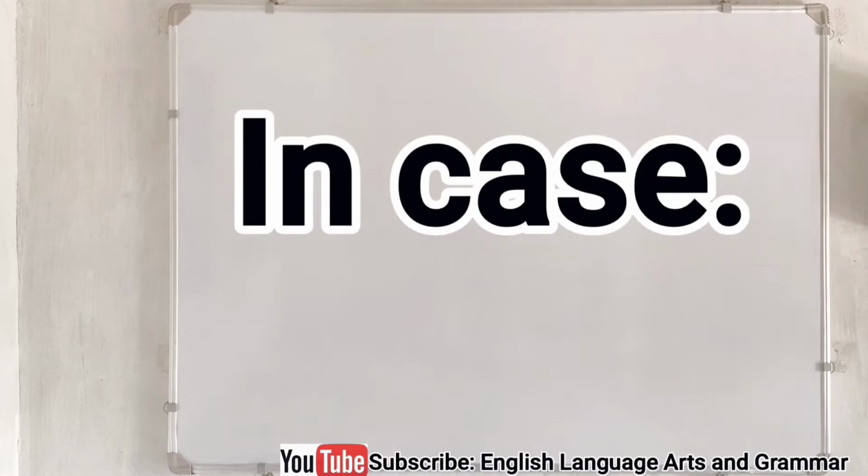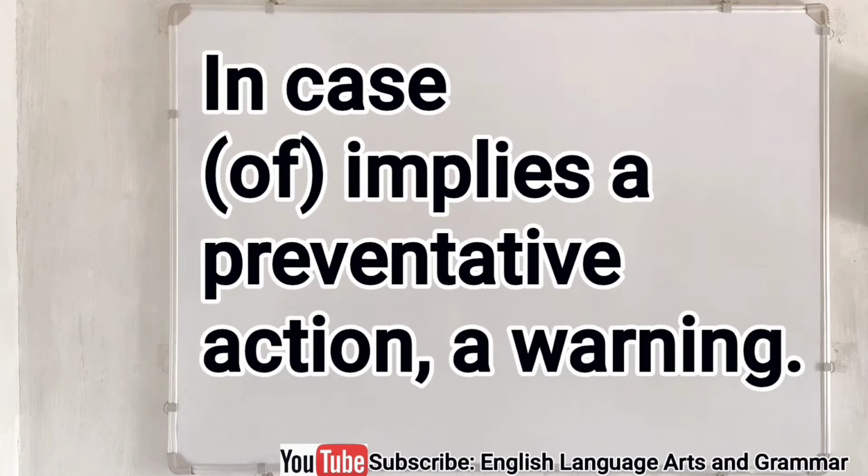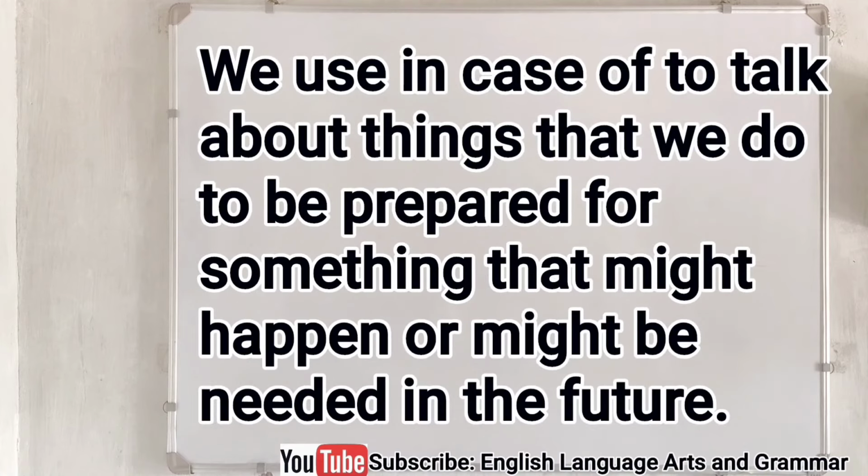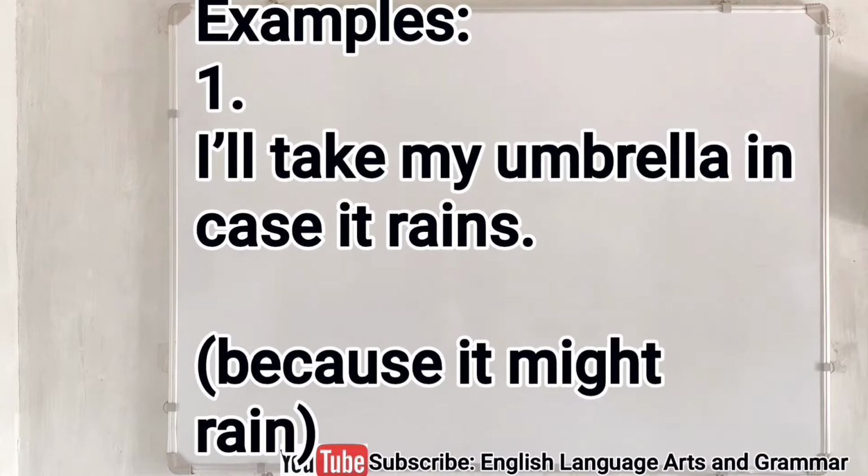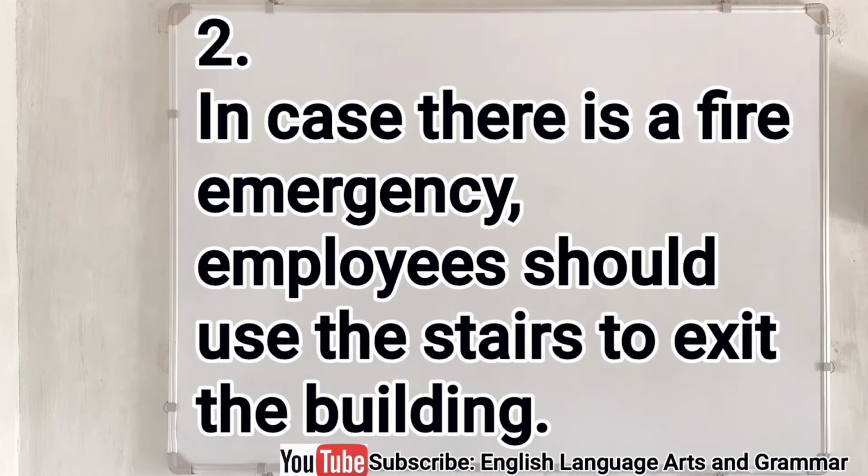Let us learn now in case, its definition with some examples. In case of implies a preventative action, a warning. We use in case of to talk about things that we do to be prepared for something that might happen or might be needed in the future. Example 1. I'll take my umbrella in case it rains because it might rain. Example 2. In case there is a fire emergency, employees should use the stairs to exit the building.